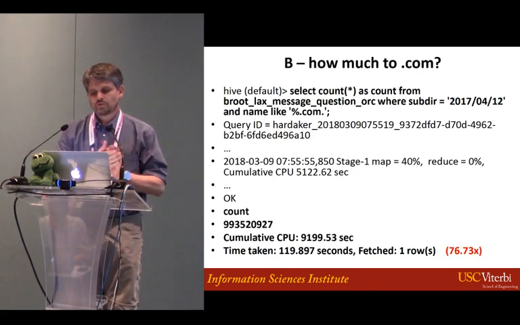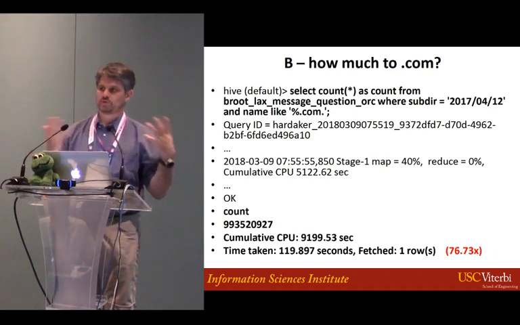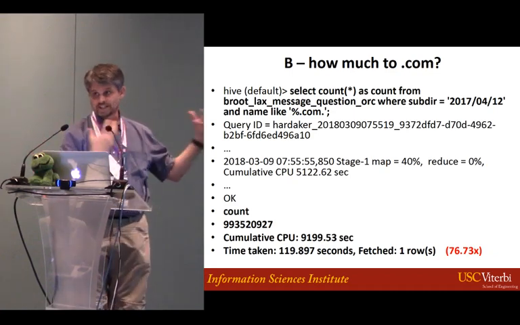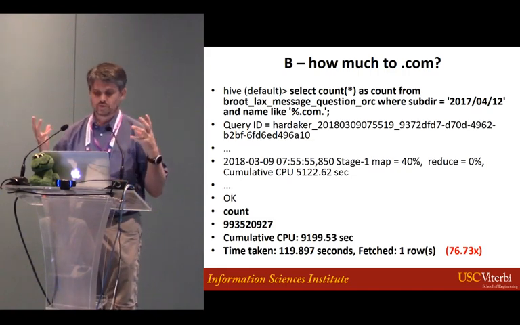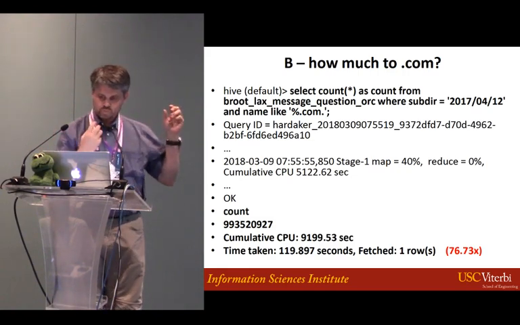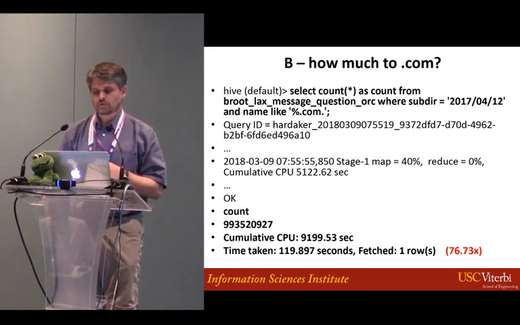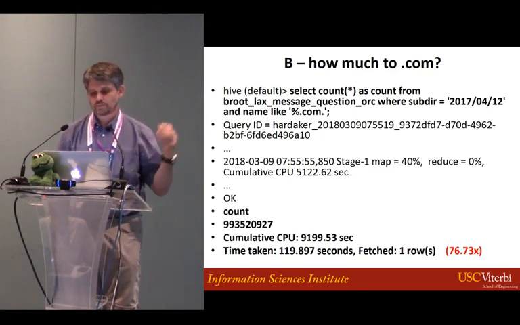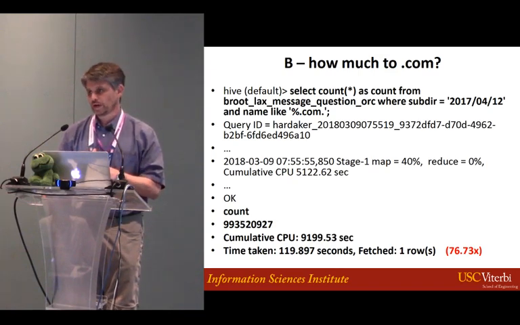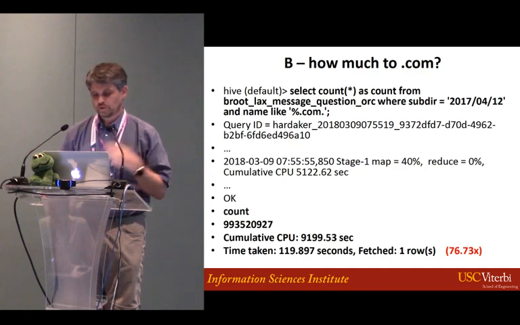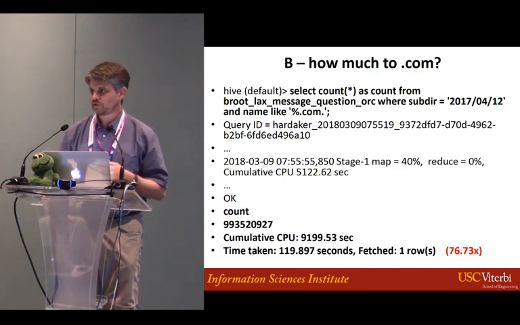So as I mentioned before, we can also map it to Hive, which is basically an SQL interface on top of Hadoop, which is on top of ASCII text underneath the hood. And so this is select count from 2017-04-12 with a name like %.com, and it's basically showing that there's 993 million records. And that whole query ran in 120 seconds. And some people have much nicer Hadoop clusters than I do that would run even faster.